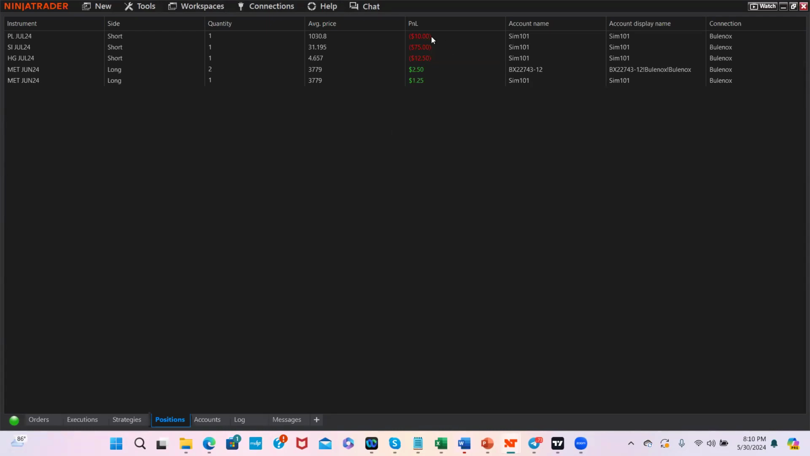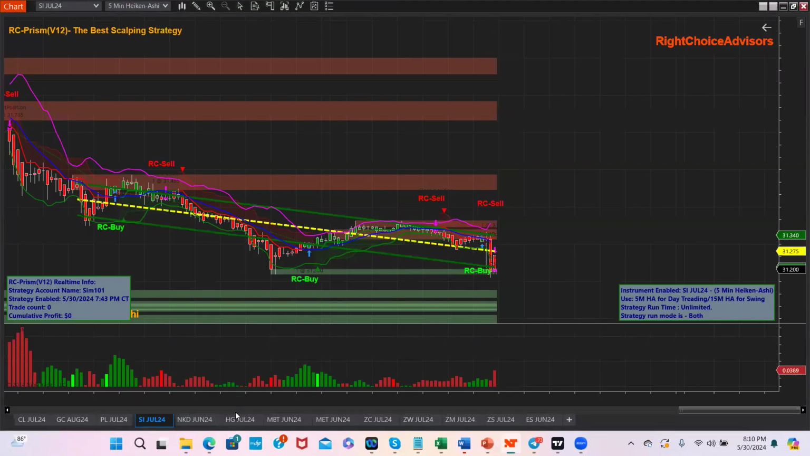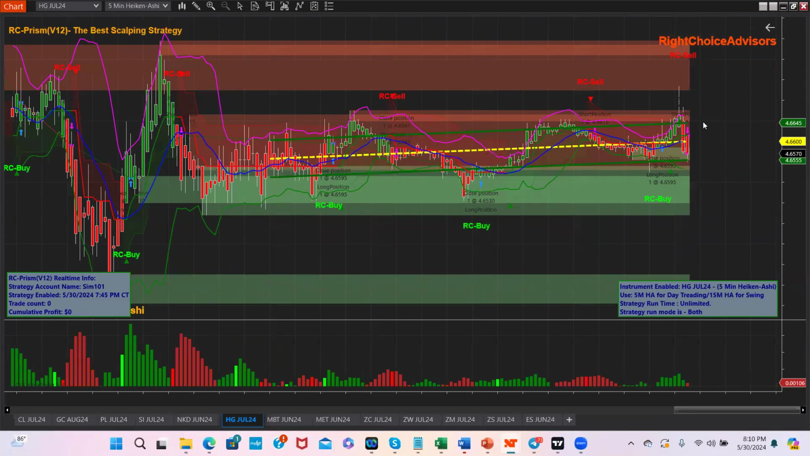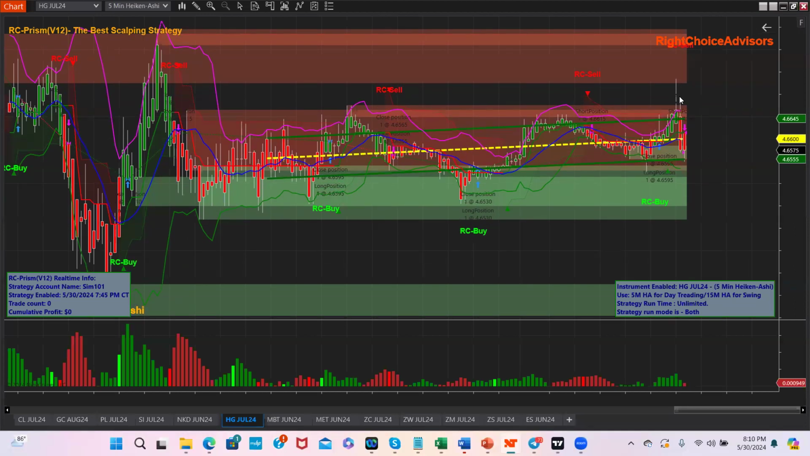So yeah, platinum it took a short, silver also it took a short, copper also it took a short. So let us go and see for copper. So HG took a short. It went and touched the red zone and then started dropping. You have a sell signal here, and it went outside the channel.